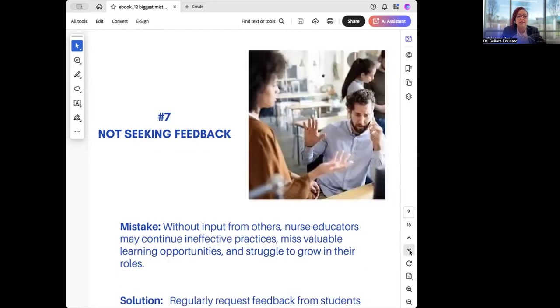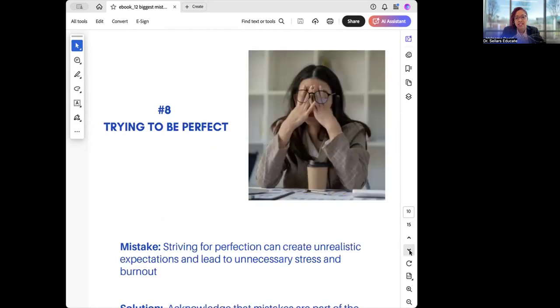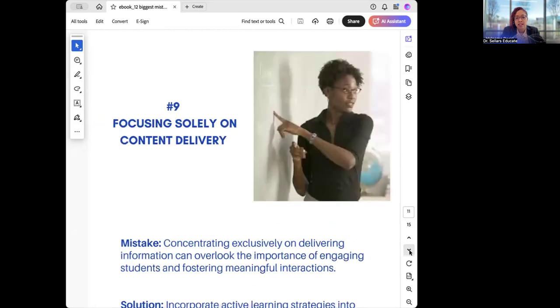We want to invest in ourselves, and we do that by showing up to identify evidence-based practices and to collaborate with colleagues to help us become a better, more effective nurse educator, and to have more joy in the work that we do every day. Not seeking feedback was number 7, and number 8 was trying to be perfect, which brings us to our topic today, which is focusing solely on content delivery.